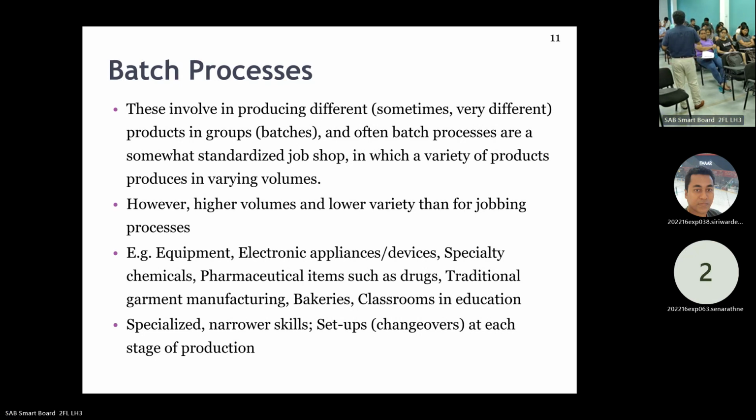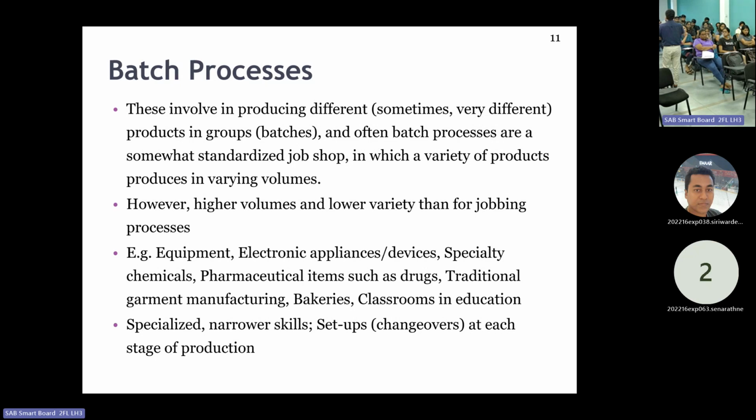So they produce in relatively moderate volume, selected variety. What is the advantage when they increase the volume? What is the advantage from the operation side? Cost. Operating cost per unit cost can be reduced. But for that, we should know the market demand. That should be relatively high, moderately high. And then get the understanding price.